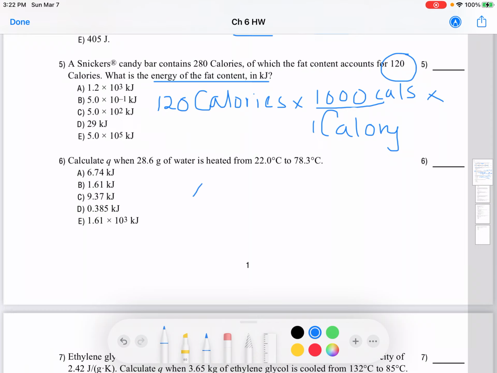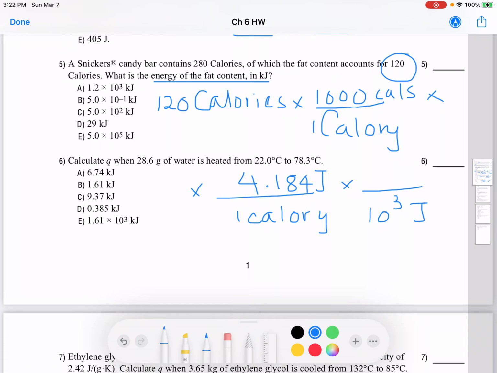And we know 1 calorie, this is small calorie, equals 4.184 joules. The answer choices are given in kilojoules. So 1000 joules equals 1 kilojoule.